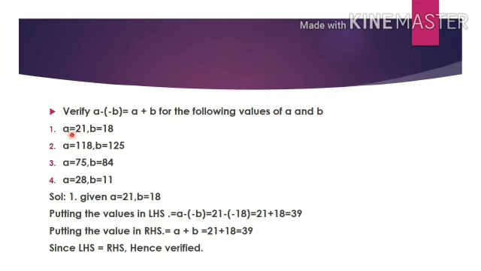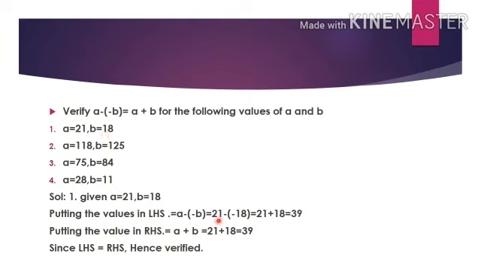The first case, the value of a is 21, the value of b is 18. Put the values into the left hand side of the equation. Which is the left hand side? A minus b. In this equation, the left hand side is a minus b. The value of a is 21 and the value of b is 18.